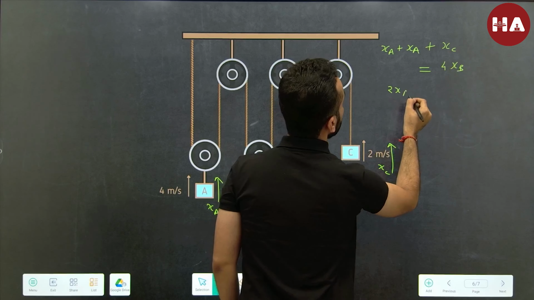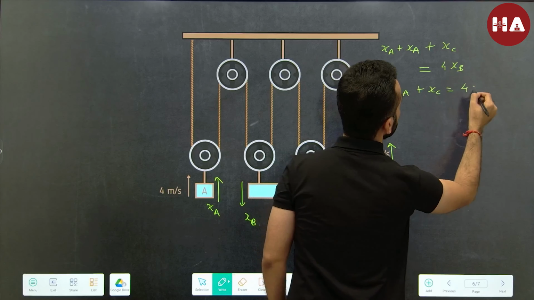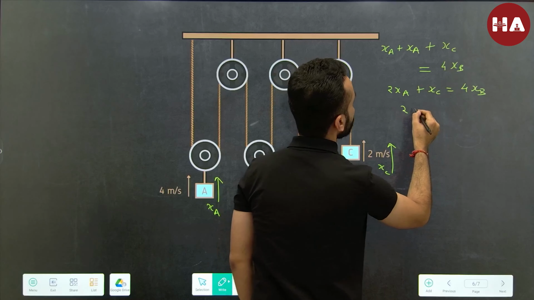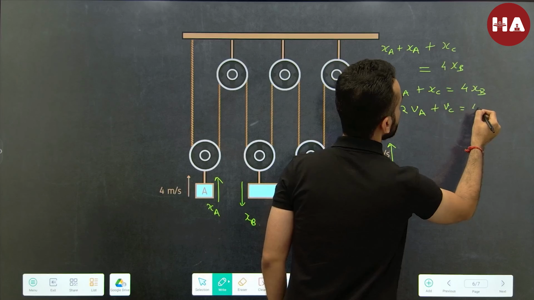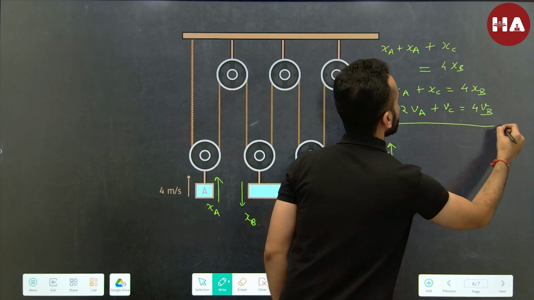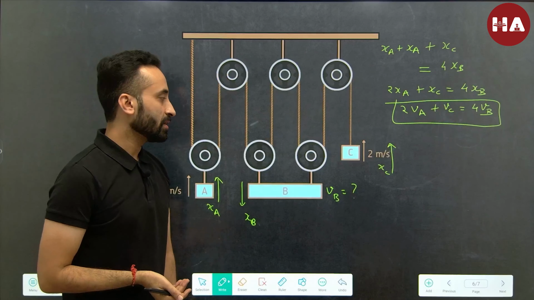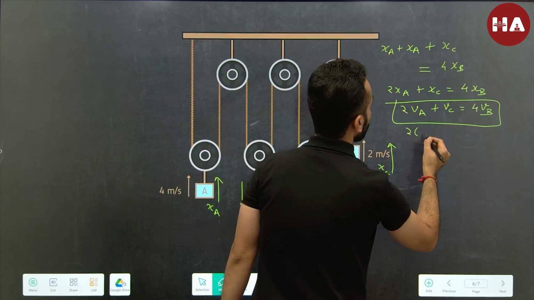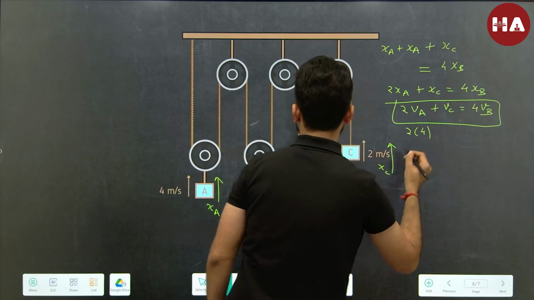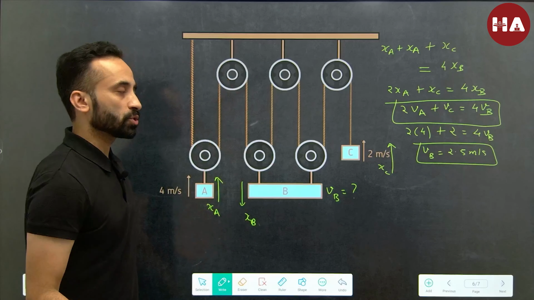So can we say 2XA plus XC is equal to 4 times XB, or if we differentiate it once, 2VA plus VC is equal to 4 times VB. Is this the relation we were looking for? Of course, yes. Now, if we have to predict the velocity of B, can we give the answer? Of course, we can. We put the value of VA as 4. We put the value of VC as 2. So this becomes 10 over 4. So VB turns out to be 2.5. So it's turning out to be a positive value. That means the direction is correct, what you have assumed.